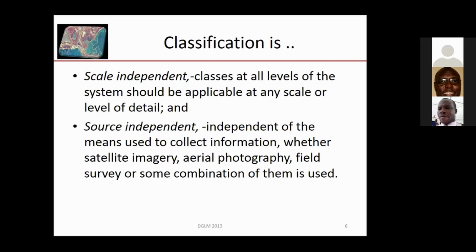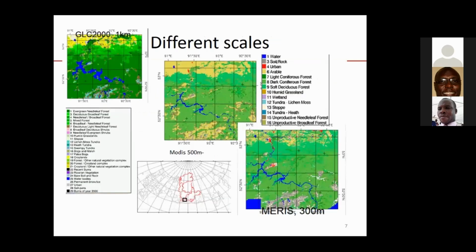Now, whenever we talk about a land cover classification, we define these classes, but these classes can be defined at all levels, and they should be independent of scale. A land cover classification system should be able to work at, for example, a large scale or even at a small scale. And then also it is source independent. So it doesn't matter how you collect your data. What matters most is that you have this land cover classification system that defines classes. It doesn't matter whether you get the data from satellite imagery or aerial photos or field survey or a combination.